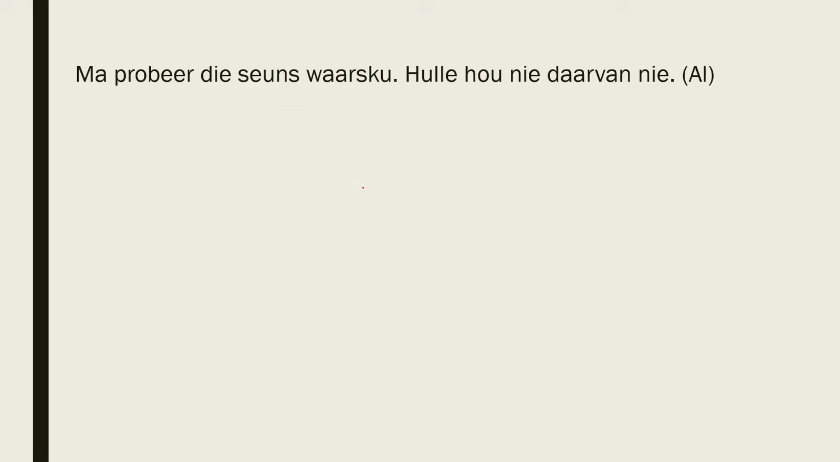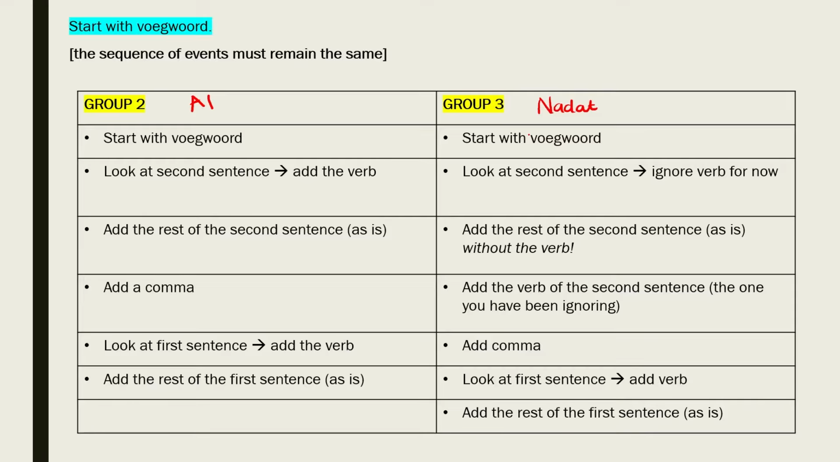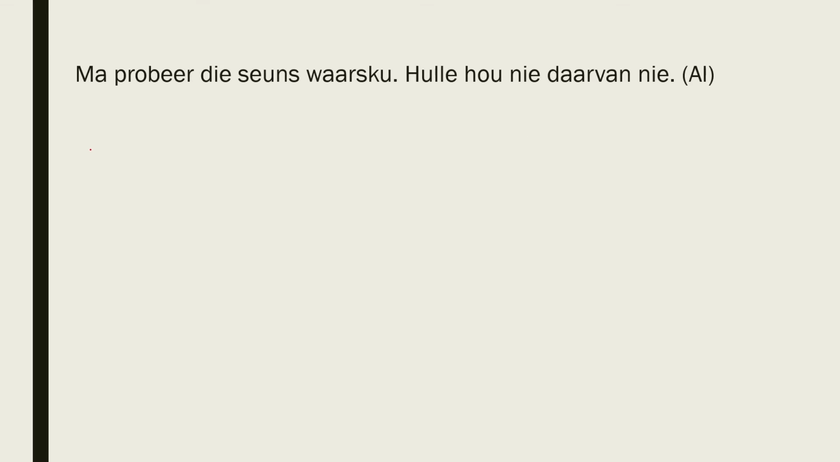So we're going to look at group 2. Ma probeer die seuns waarsku. Hulle hou nie daarvan nie. So mom is trying to warn the sons, but they don't like it. And you have to start with al. Why? Because it's in the capital letter. So you start here with the voegwoord. What is our voegwoord? Al.